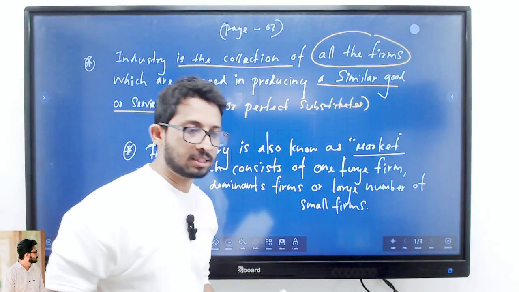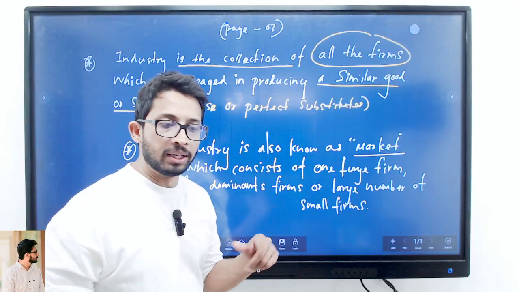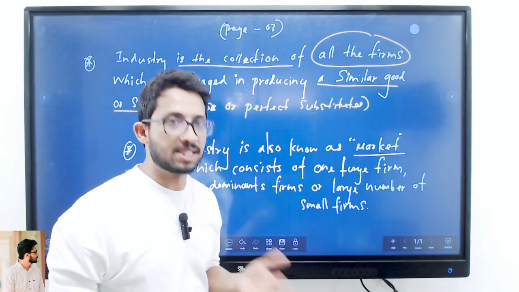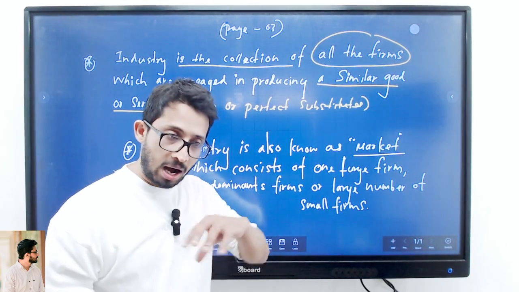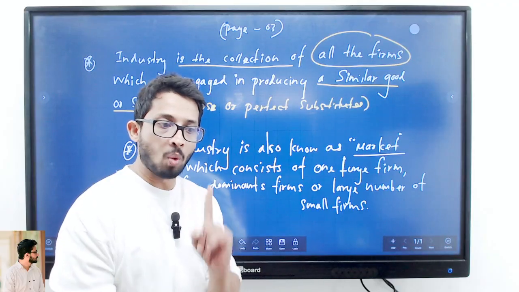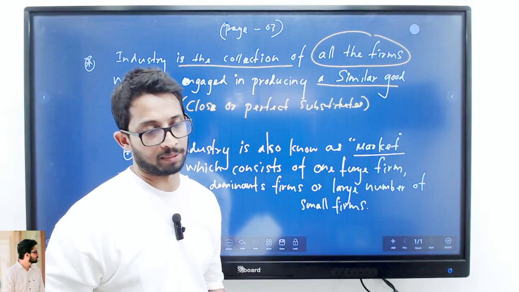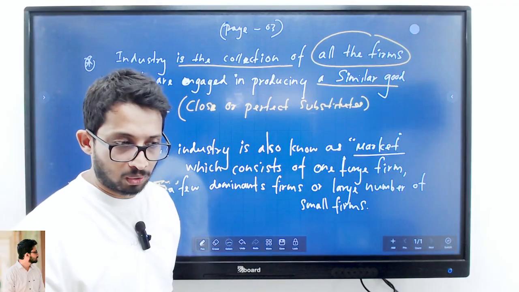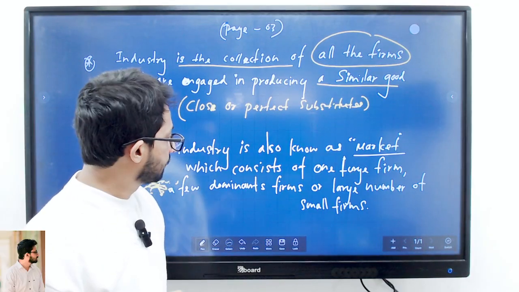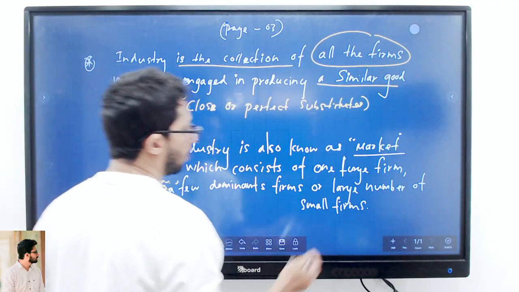But listen, the market consists of, it can be one firm. The best example in Sri Lanka is electricity generation. That market is dominated by one single firm. That is called monopoly, one of the market structures, right? So an industry can consist of one large firm. That is the first one.